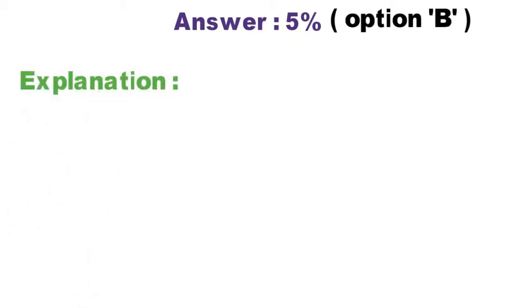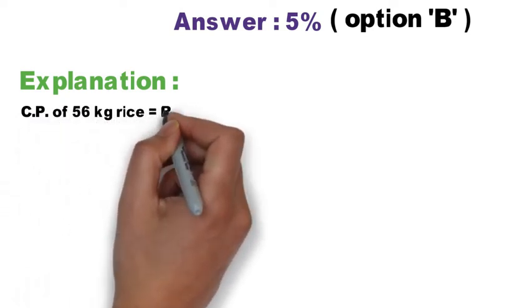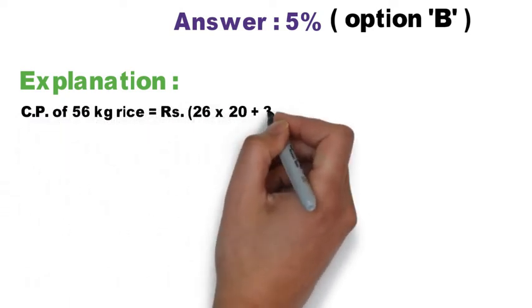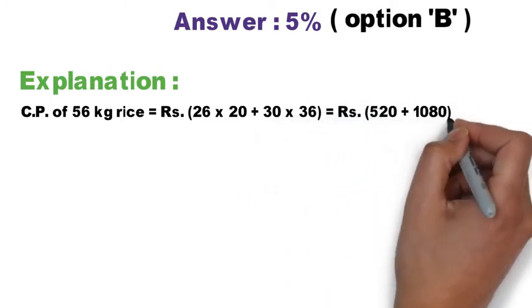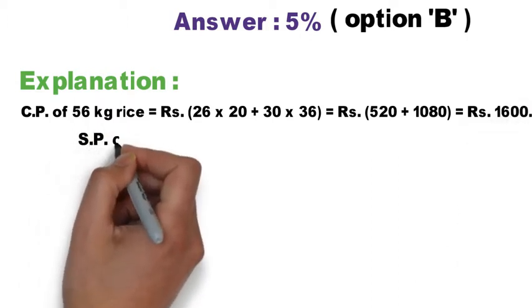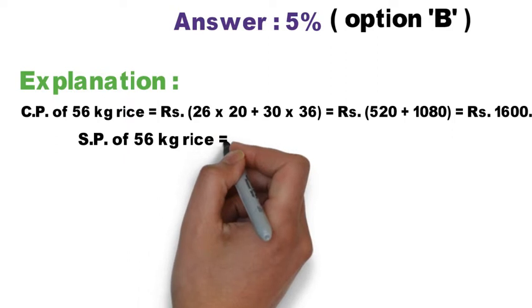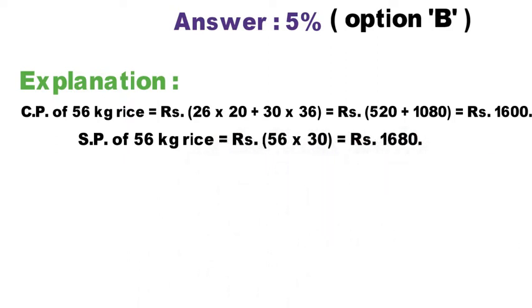Explanation. CP of 56 kilograms rice equals 26 into 20 plus 30 into 36 rupees, equals 520 plus 1080 rupees, equals 1600 rupees. SP of 56 kilograms rice equals 56 into 30 rupees, equals 1680 rupees.